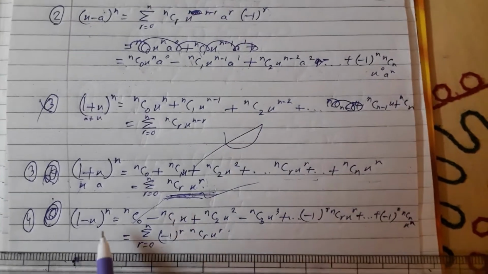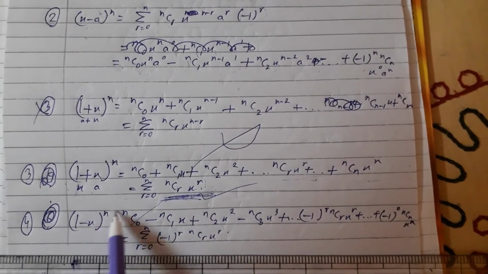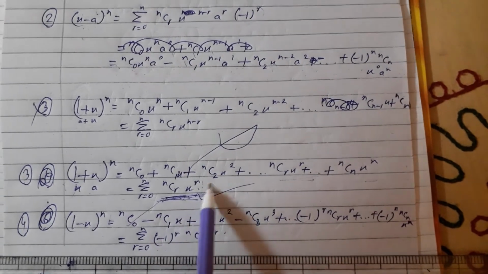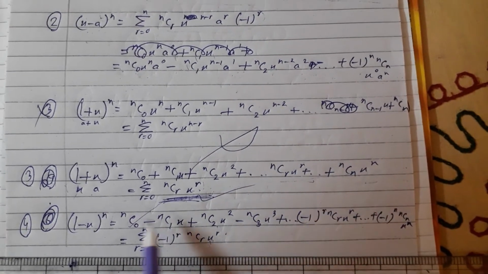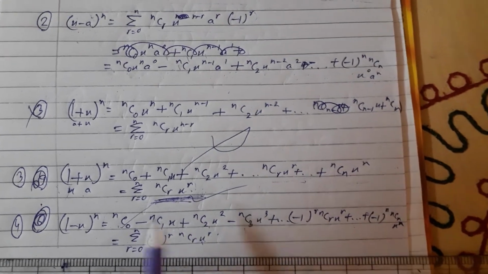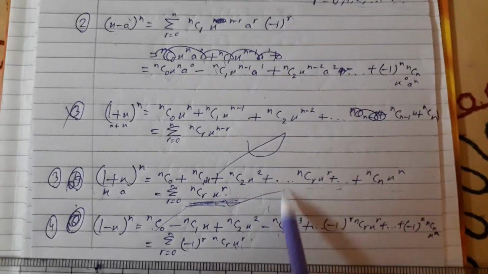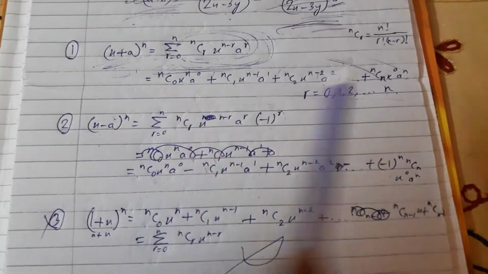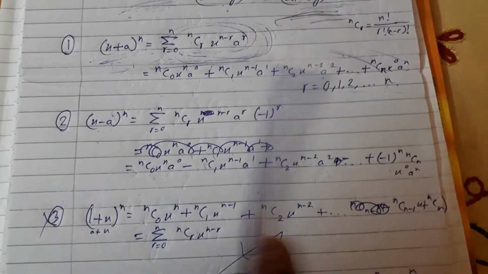Okay, nCr x^r with r equals 0, 1, 2, 3 ... n. And see the next one, (1 - x)^n. Here also the same format, only the signs will be alternating, positive negative positive negative. Both are the same. These two are the same and these two are also the same, only the signs will be alternating. Here all the terms will be positive and here positive negative positive negative. Here also the same.